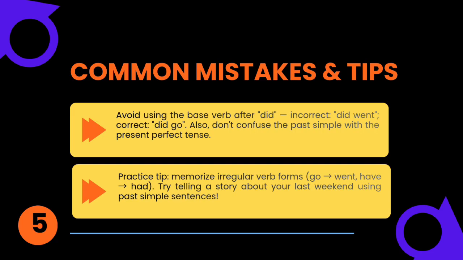Now, let's look at some common mistakes and tips when using the past simple tense. First, remember that after did, we always use the base verb. For example, we say, did you go? Not, did you went? Another common mistake is confusing the past simple with the present perfect tense. Remember, past simple is used for actions that are finished at a specific time in the past.